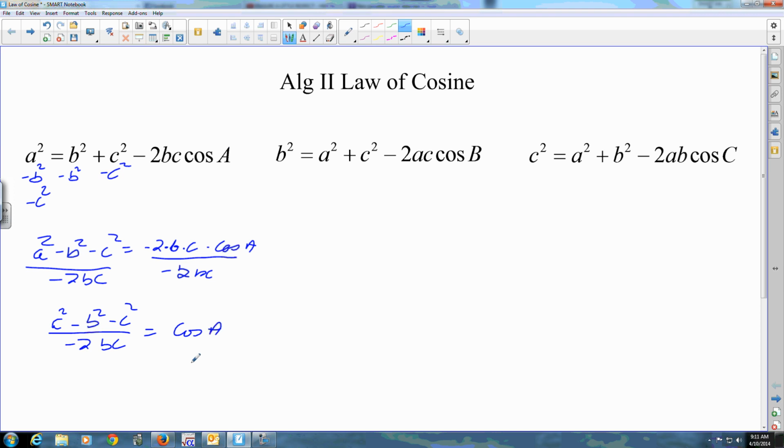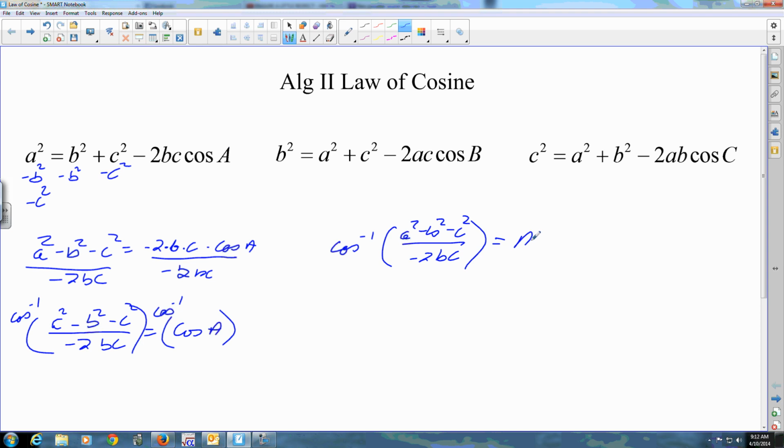I know it looks like it's getting intimidating. Now all you need to do is take the inverse cosine of both sides. This is all within your skill set. You guys can do this. So you're left with inverse cosine. Let me put those parentheses a little better because it's going to be a fraction. So that'll be A squared minus B squared minus C squared all over negative 2BC. Close it. And that's going to equal A.